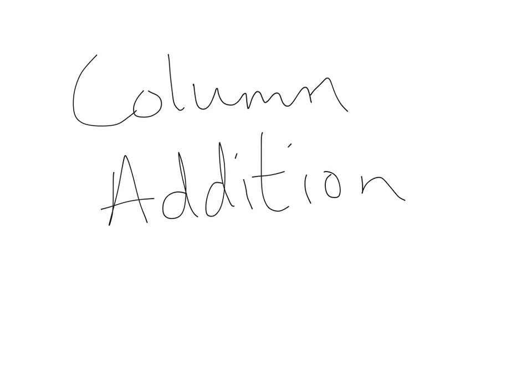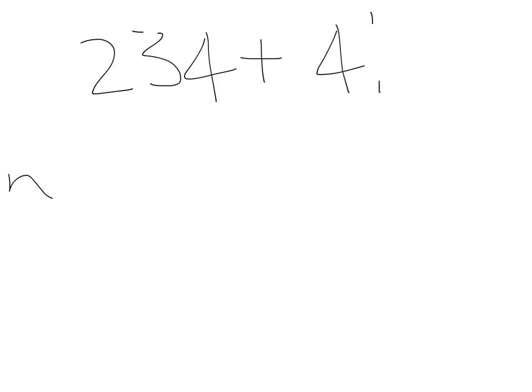We're going to start off by adding two numbers together, two numbers that have 3 digits. So we're going to look at 234 plus 412.